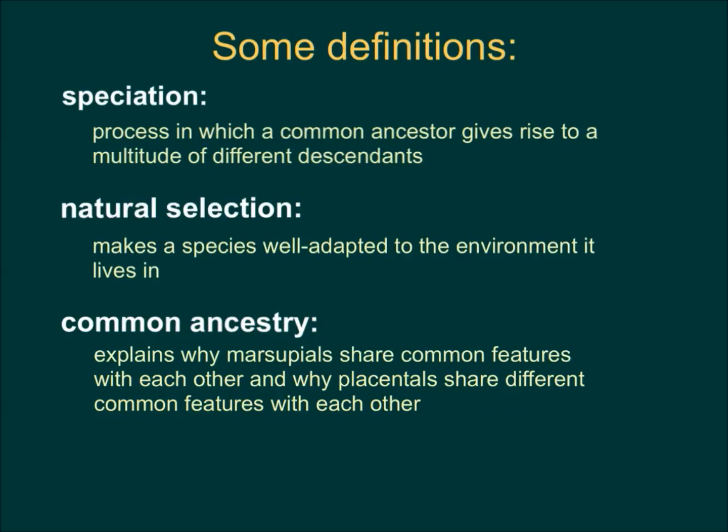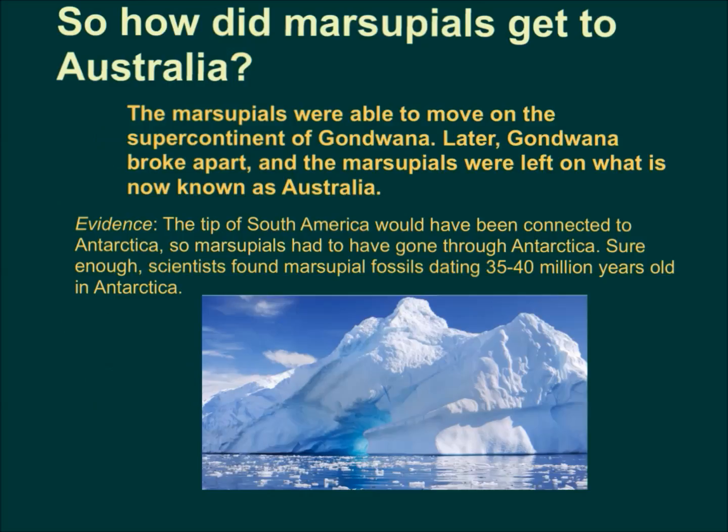Here are a few definitions. Speciation is the process in which a common ancestor gives rise to a multitude of different descendants. Natural selection makes a species well adapted to the environment it lives in. And common ancestry explains why marsupials share common features with each other and why placentals share different common features with each other. So, how did marsupials get to Australia?